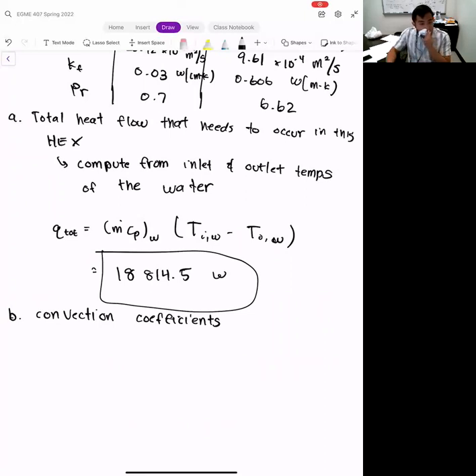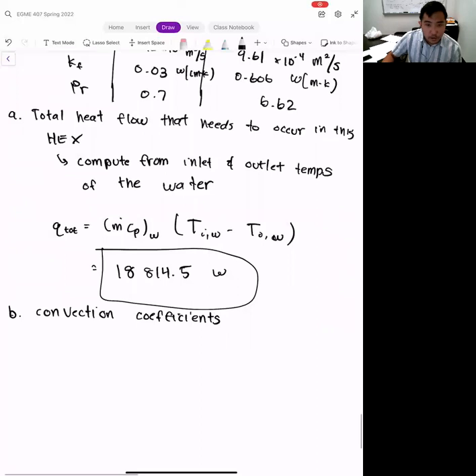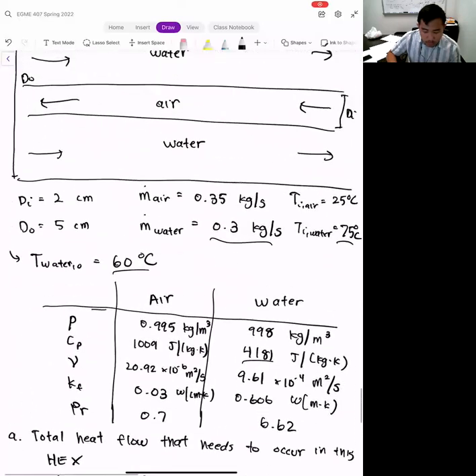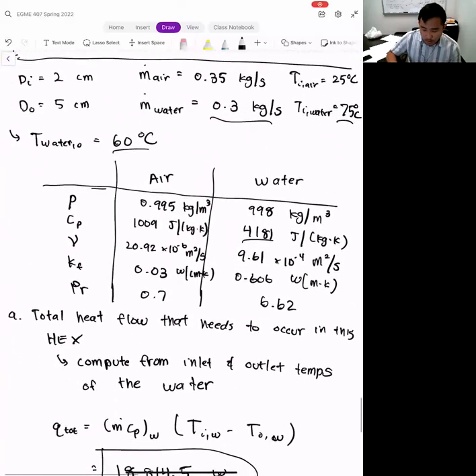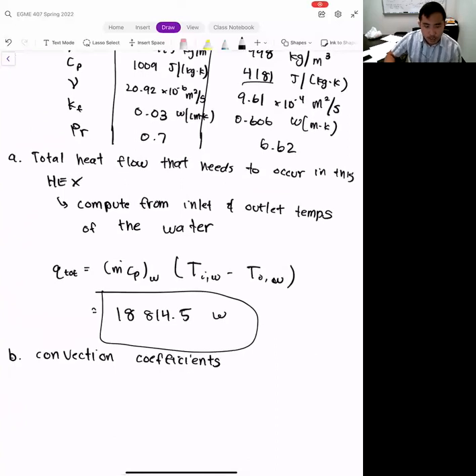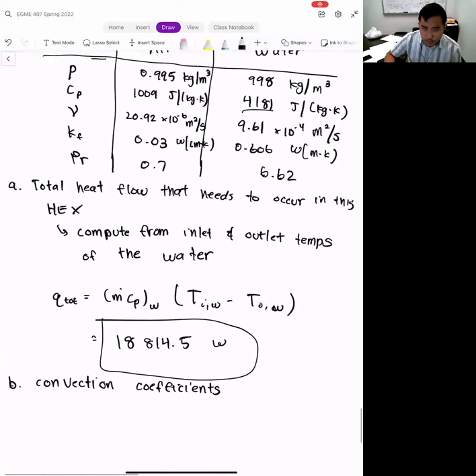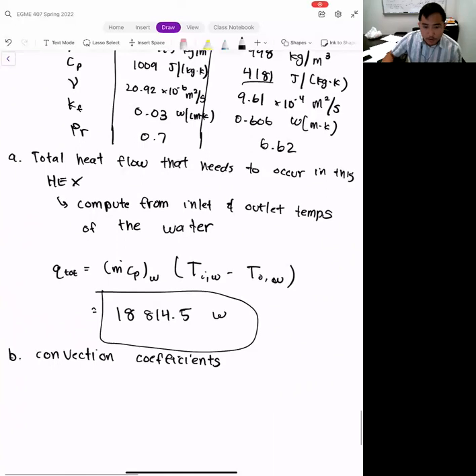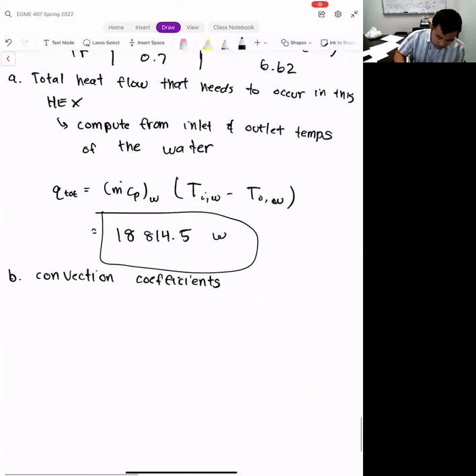All right, and so for this, of course, we have our process. Luckily for us, we know the flow geometries here. So we have flow in an annulus for the water, and we have flow in an internal tube for the air. The properties were given to us, and so we can just read them off there. The next part is just to compute the Reynolds number, so we're going to start with that.